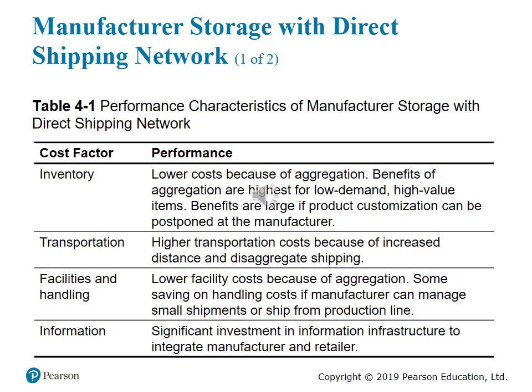Information: significant investment in information infrastructure to integrate manufacturer and retailer. It's very important that we invest in information infrastructure. So we need to have sophisticated IT programs that help us in identifying customer orders and making very responsive and sophisticated customer order and customer care in order to help make this strategy efficient.